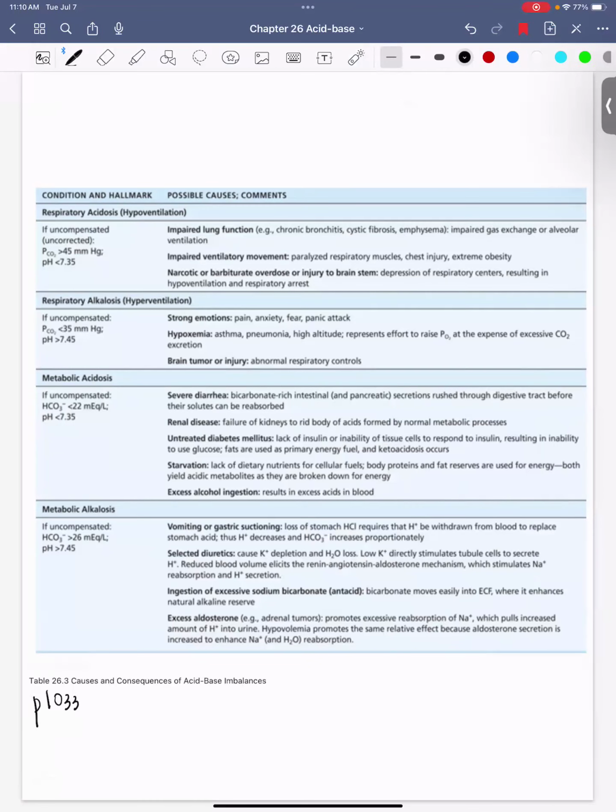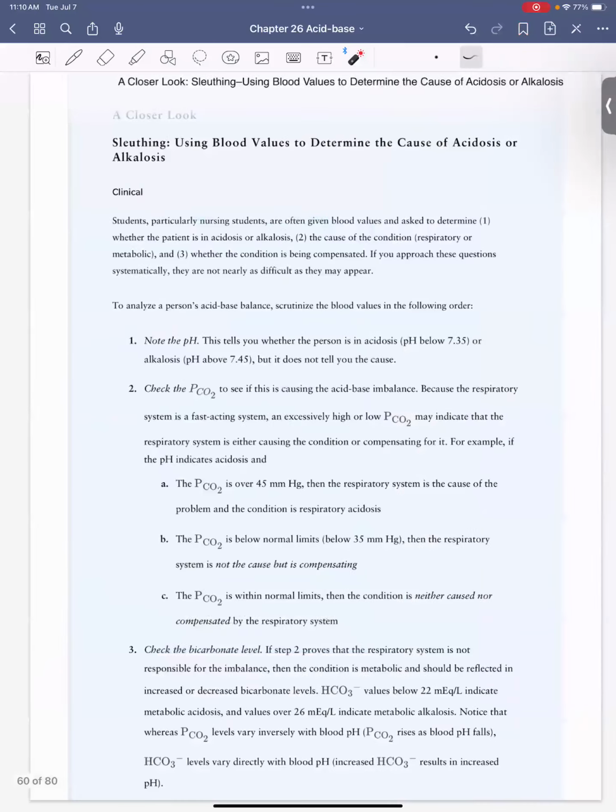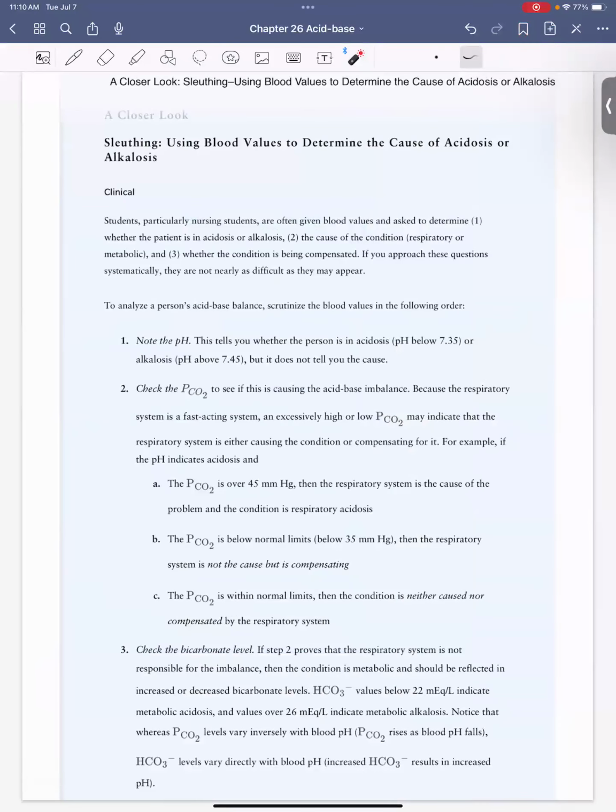Table 26.3 in the e-text has causes and consequences of acid-base imbalances. So you can see what the values will be. All of these are uncompensated in this table. And then you can see some of the causes. So I would expect you to be able to use this table to look up causes of each of the four imbalances.